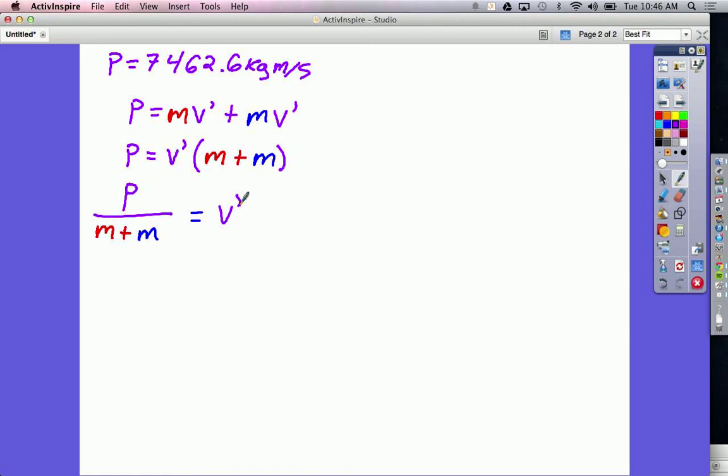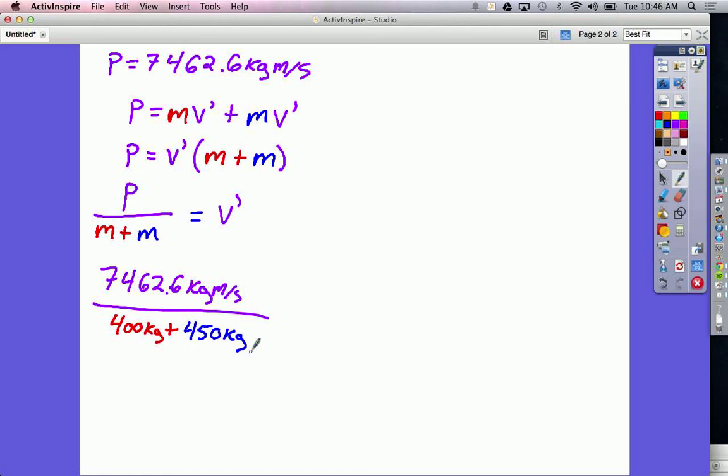So now I just have to plug in my numbers, and I should have 7,462.6 meters per second, all divided by the mass of the red car, which was 400, plus the mass of the blue car, which was 450. And that should give me the velocity after the collision. And when I divide that, I get that the velocity is 8.8 meters per second. So that's part of my answer.